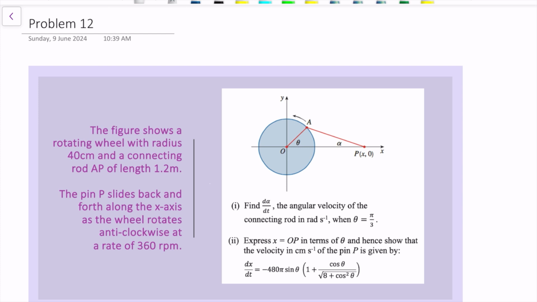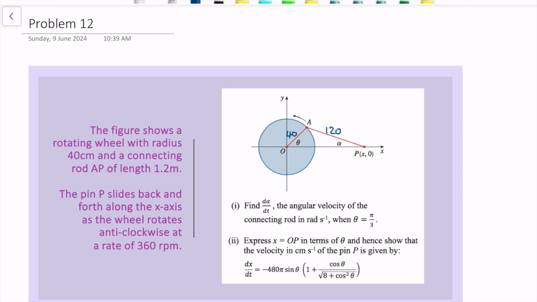Okay, we've got a spinning wheel rotating at 360 revs per minute. It has a radius of 40 centimeters, and AP, the length of the rod, is 1.2 meters, 120 centimeters. Be careful with units. The pin P slides back and forth along the x-axis as the wheel rotates. Okay, so that makes sense.